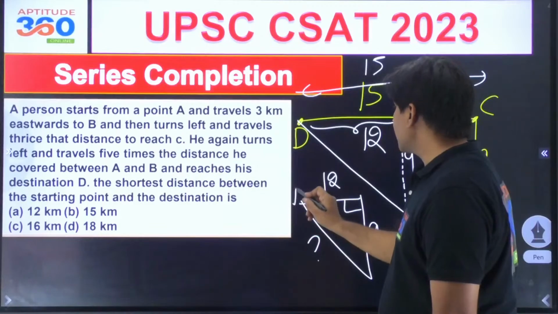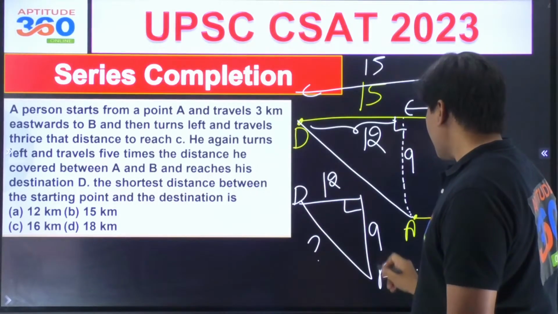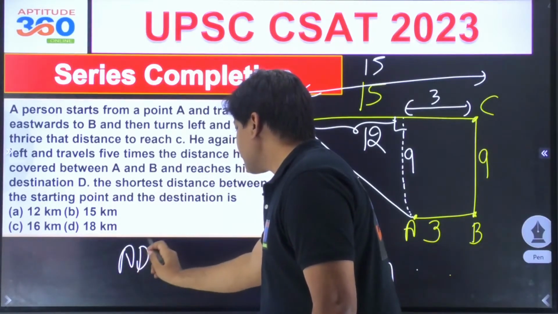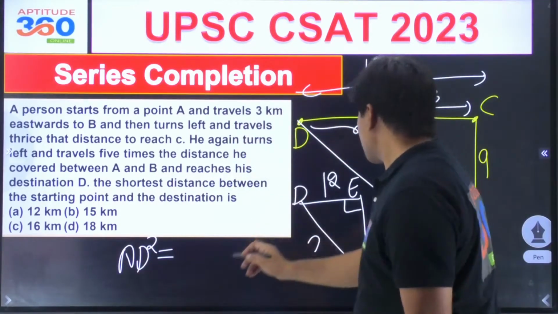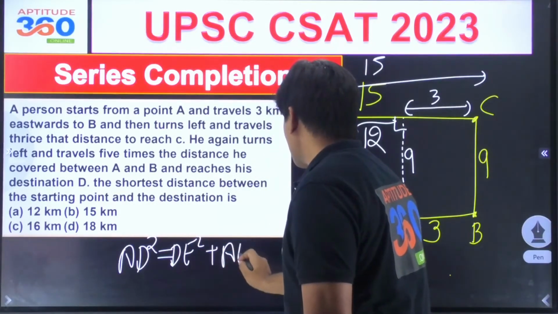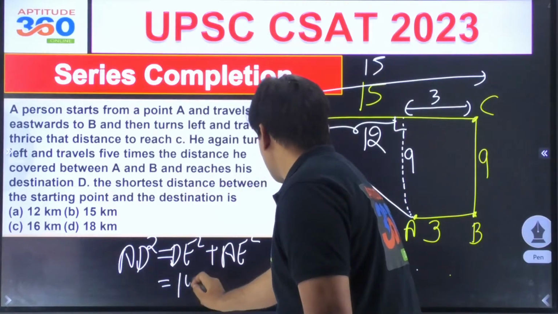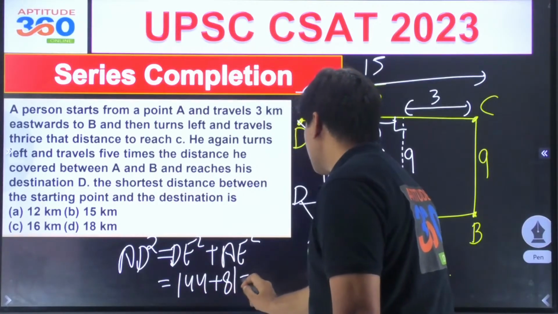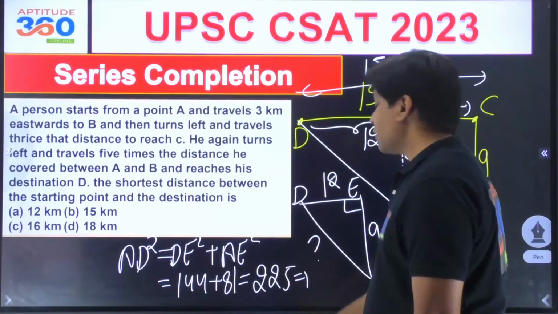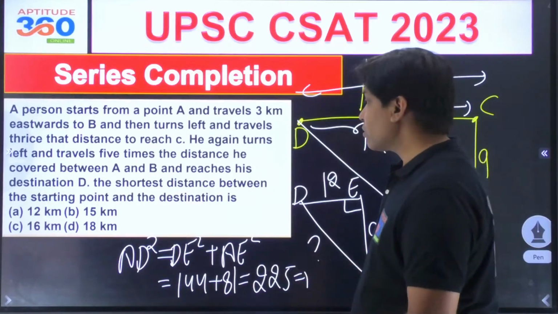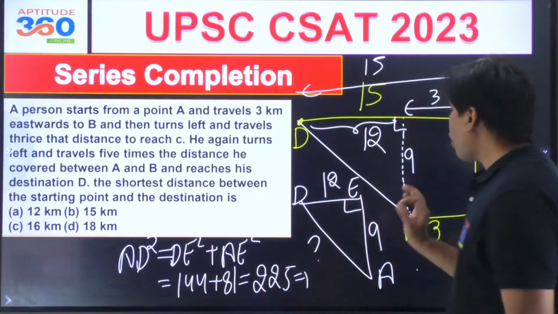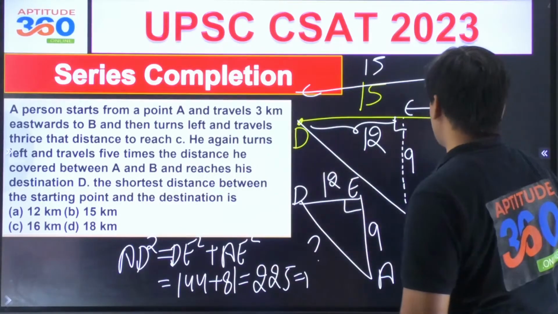So if I say this is D and this is A, and I say this is E. So this is going to be what? AD square is going to be equal to DE square plus AE square, which is 144 plus 81. And if you simplify this, it is coming out as 225. If you find the square root of this value, it will be coming out as 15 kilometers.